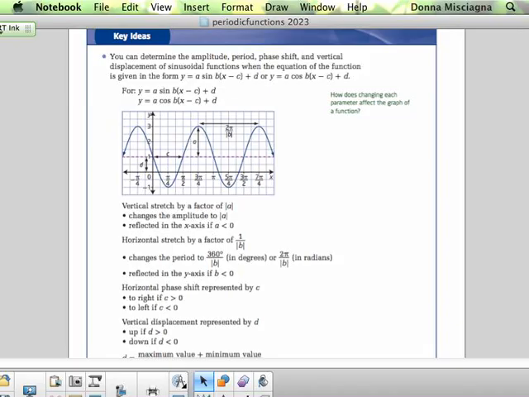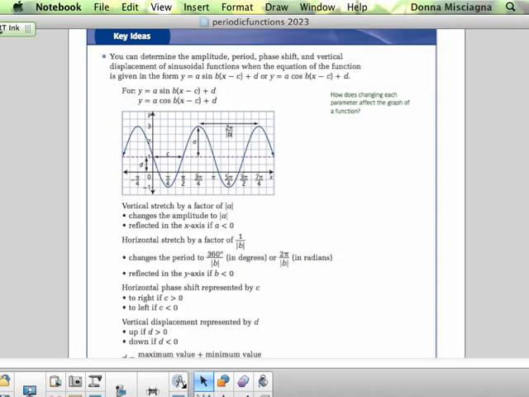Because we have the same graph to the left and to the right for all infinity, and sine and cosine go through the same values. They just do it at different times. All right, so let's take a look. We're going to find all these pieces and then we'll write the equation.